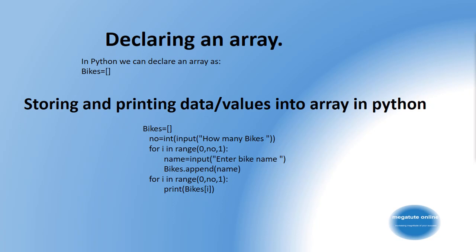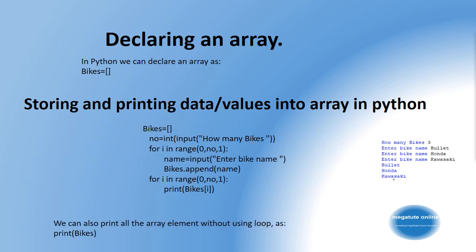If we see how the output will appear when we actually run this on the compiler, the output will appear something like this. That means it will ask you how many bikes, 3, and then it is asking the name of the bikes. We have given the 3 names of the bikes, and then it is simply printing all the array elements one by one.